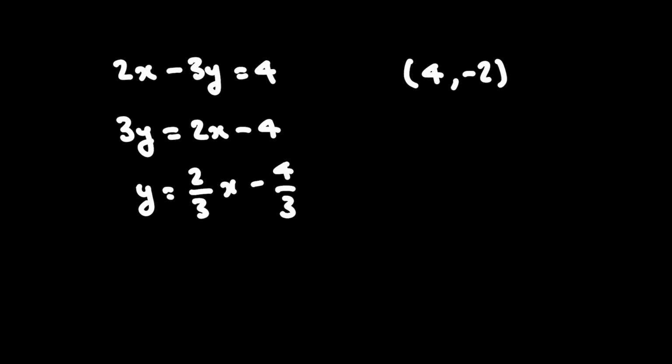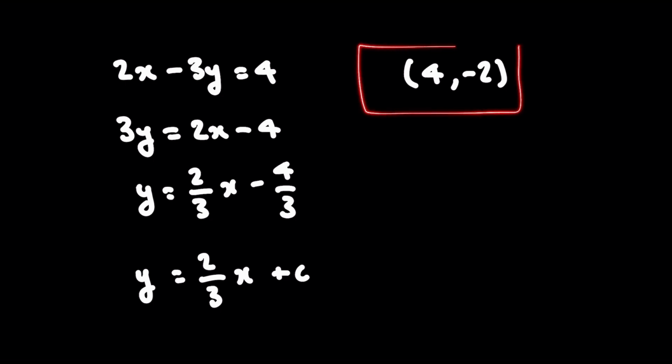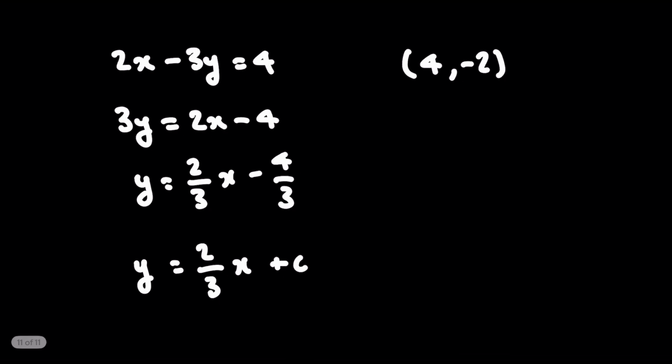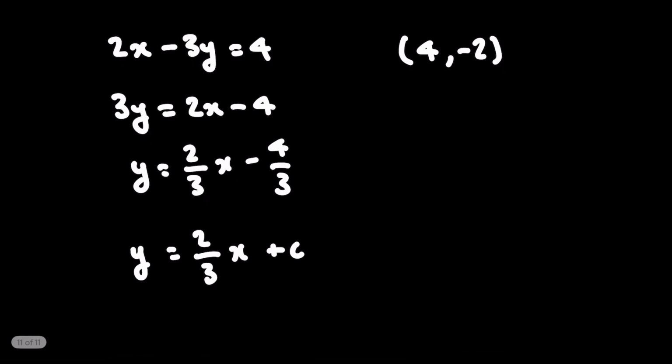Next, I need to find the equation of a line parallel to this one. And two parallel lines will have the same gradient. So the new line will have an equation which looks like this, where I know the gradient but not the c value. Now, I can use this coordinate that I've been given. I can substitute it and solve for what c is.